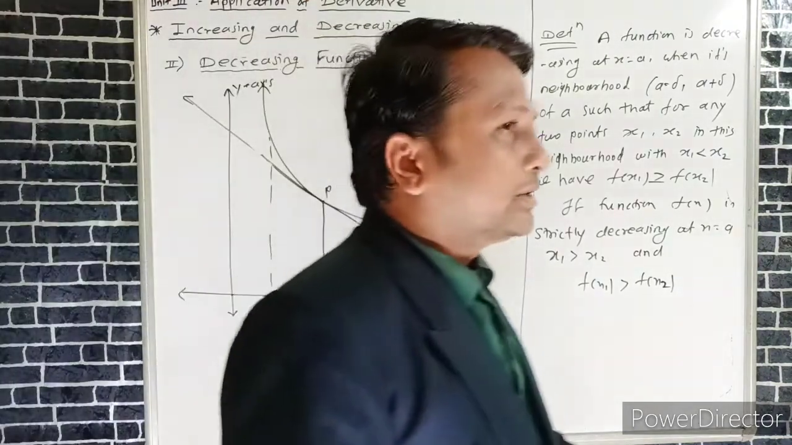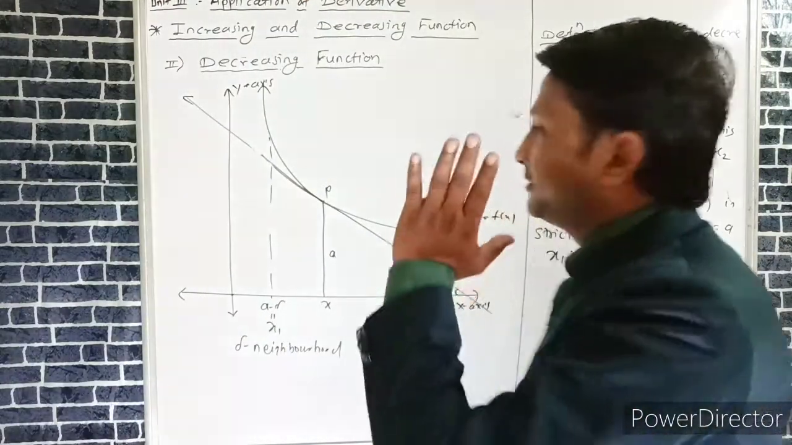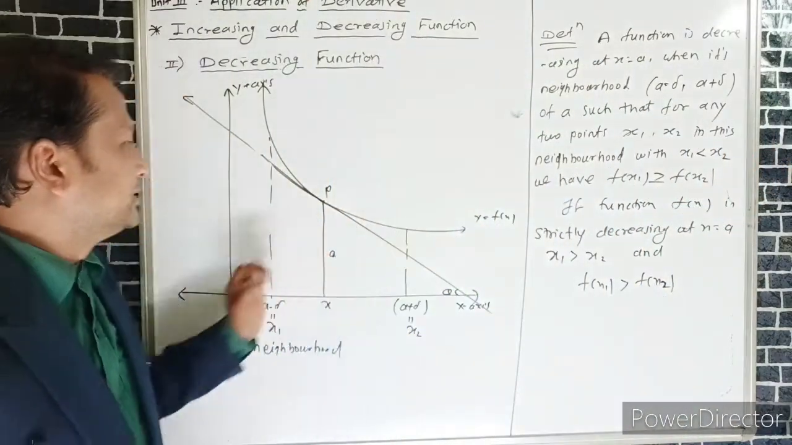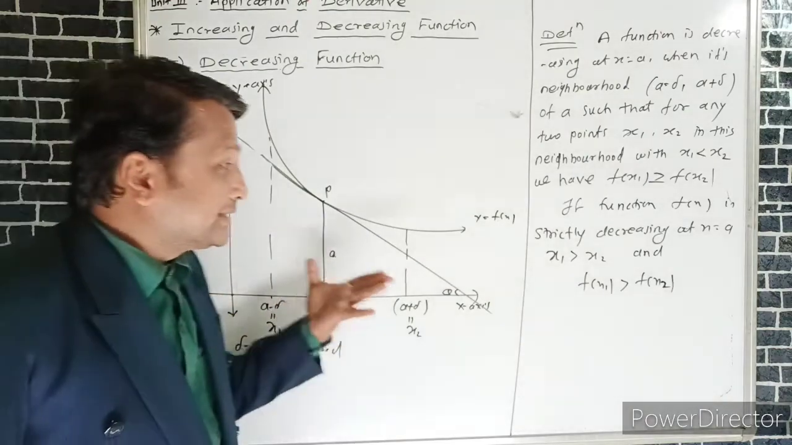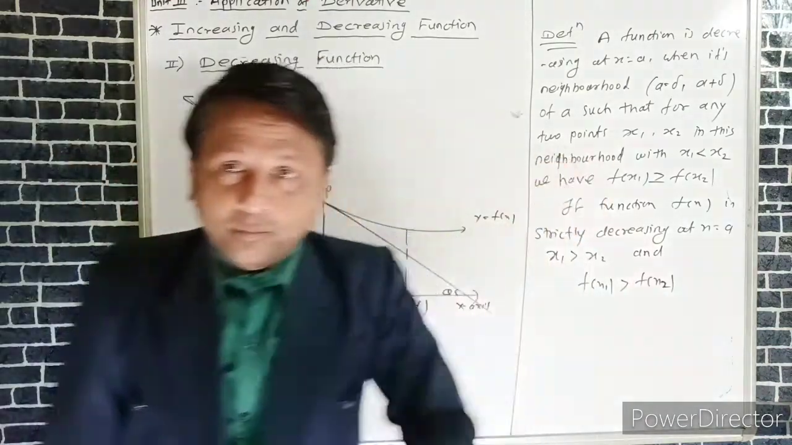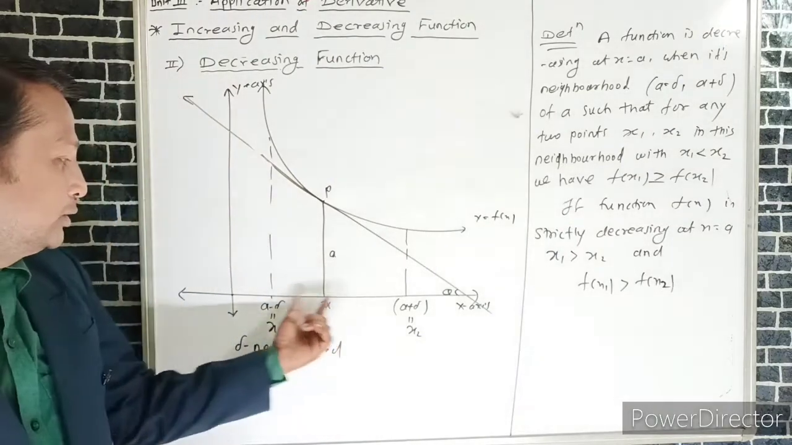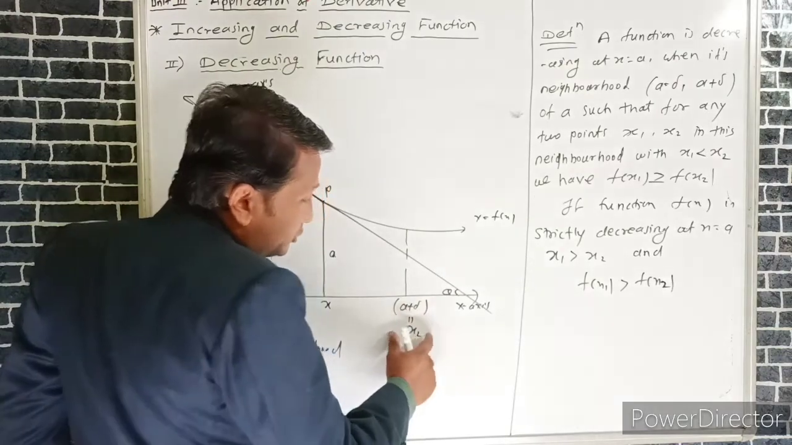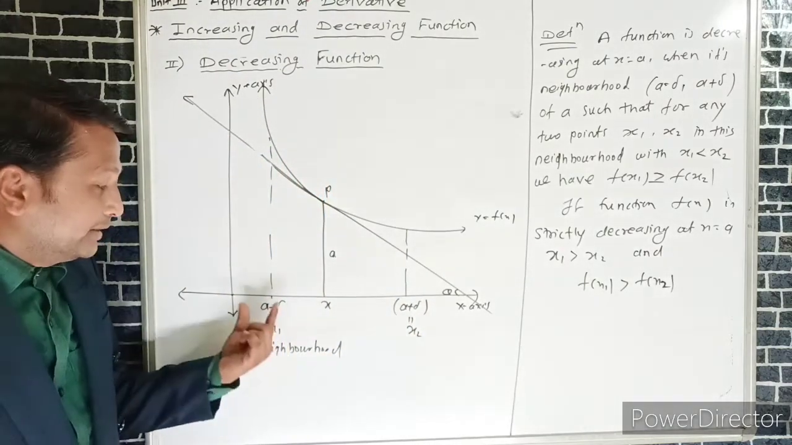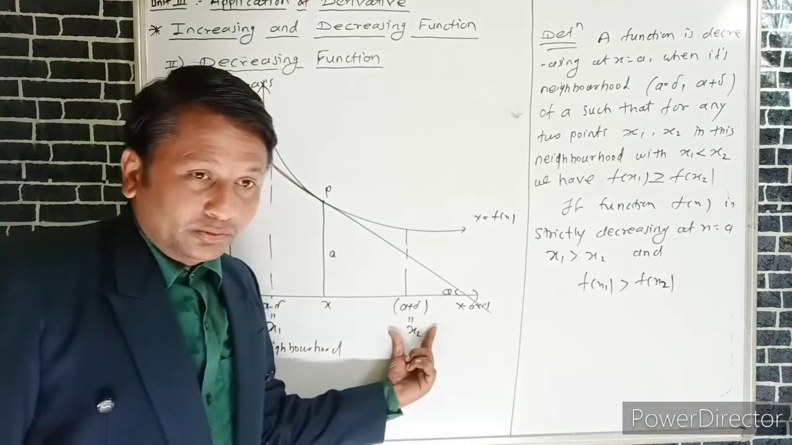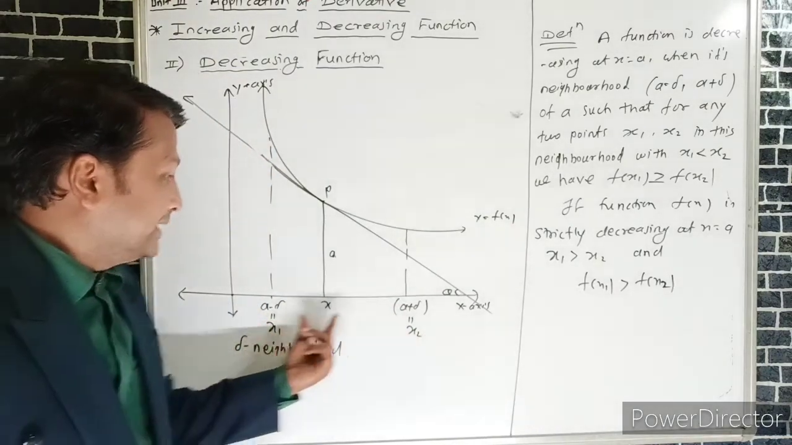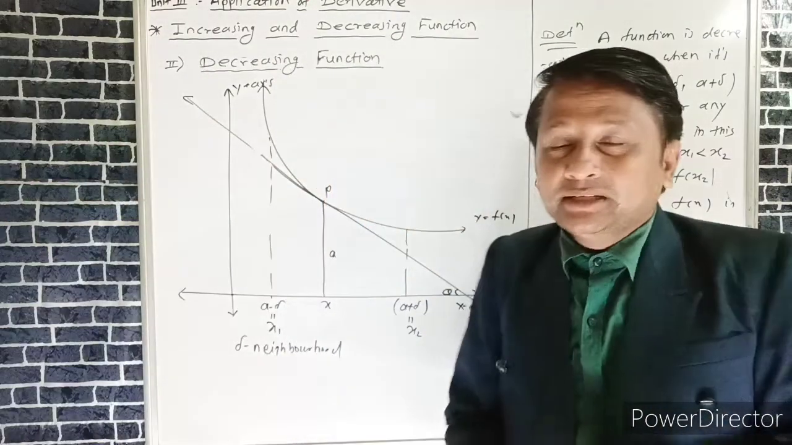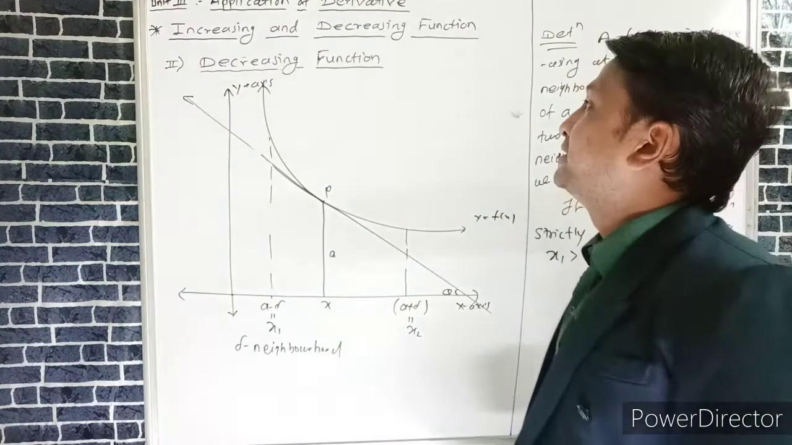Now we have to discuss the main part of this topic: whether a function is increasing or decreasing. If the function is increasing at x equals a, then with x1 at a minus del before the point and x2 at a plus del after the point, if x1 is less than x2, then f of x1 is also less than f of x2, and the function is increasing.